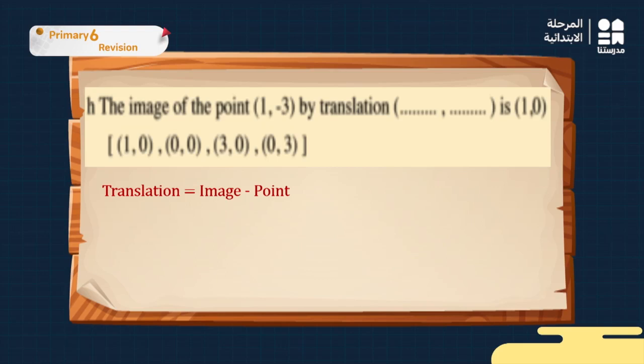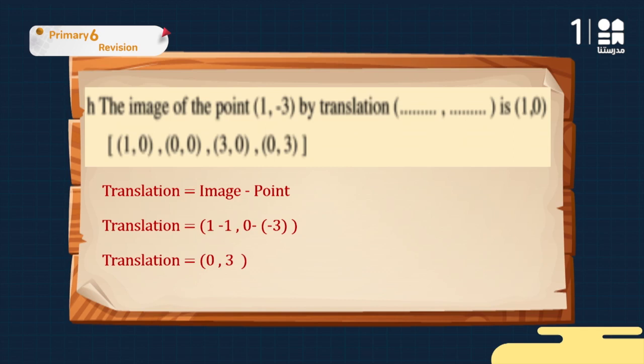The image minus the point means I will do 1 minus 1. I will take the 1 in the x axis of course. I will do 1 minus 1, and for the y I will make 0. I take the image first, image minus the point, so I take the image 0 minus -3, so it will be 0 plus 3. 0 plus 3 means 3. So 1 minus 1 equals 0, and 0 plus 3 gives me 3. So the translation is supposed to be 0 and 3.